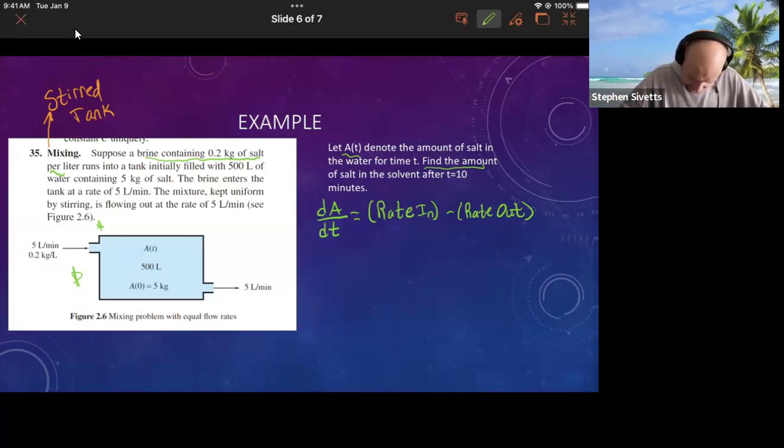And so here's how we would do this. The rate that's going in, we know that dA/dt would equal the amount of water that's going in. Well, the amount of water in liters is just 5 liters per minute. Okay. So this here is the water times the amount of salt that's going into the tank per liter. So this is 0.2 kilograms per liter. So this is the amount of the salt.